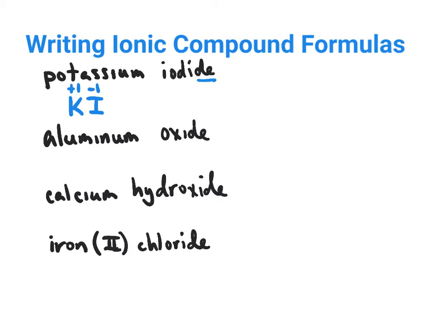Remember, our rule is that all ionic compounds have to be electrically neutral, so if this does not equal 0, you're going to crisscross the charges, but since this equals 0, which it does, the very simple formula for potassium iodide is KI.